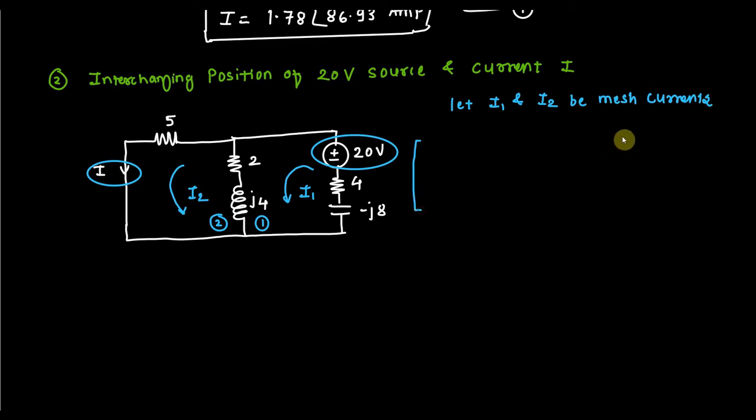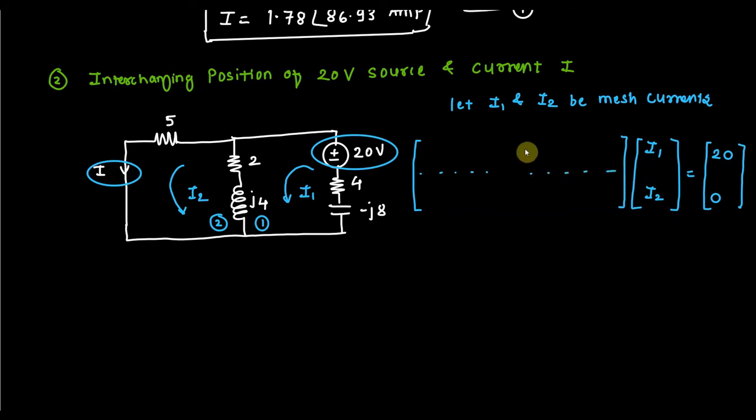As the size of the matrices is 2 by 2, because there are two meshes, here it is I1, I2, because this is the current in the first and second mesh. In the first mesh, we have a 20 volt source, and this is 0 because there is no voltage source in the second mesh. So there are 4 elements. This is mesh 1, this is mesh 2, mesh 1, mesh 2.